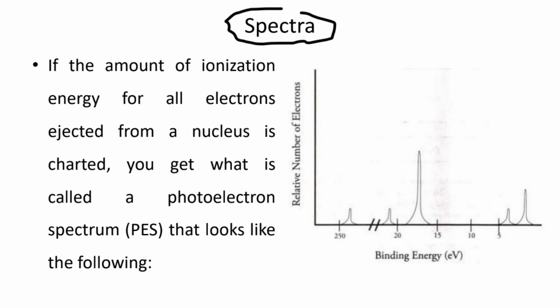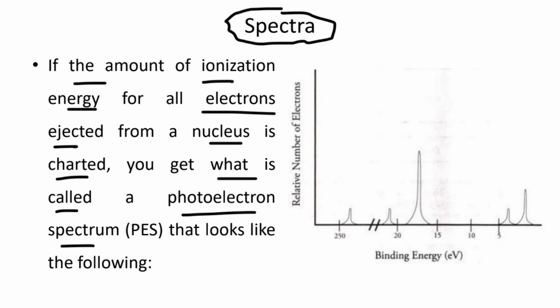Now we need to understand the spectra out of the spectroscopy. If the ionization energy for all electrons ejected from a nucleus is charted, you get what is called a photoelectron spectrum, which is PES. That looks like the following. We have the binding energy and the relative number of electrons drawn in this scheme.